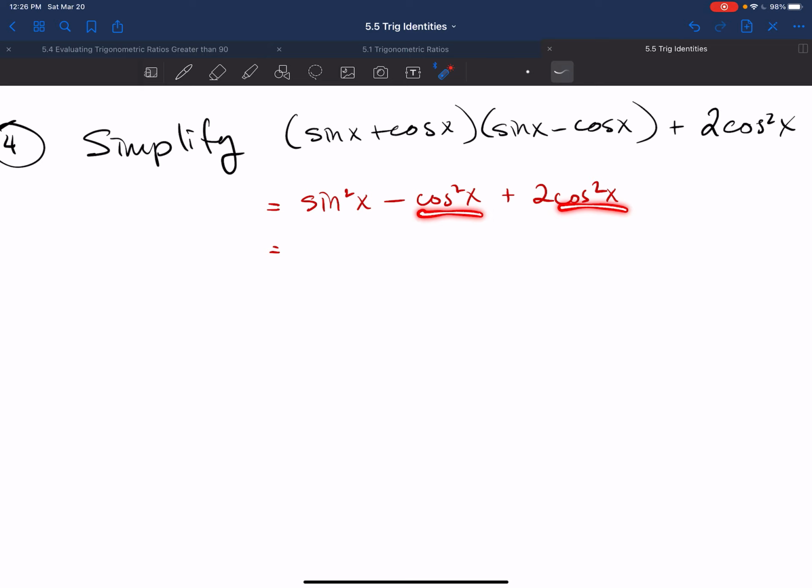So cos squared x and cos squared x, those are like terms. So I can add these up. So negative 1 cos squared x plus 2 cos squared x means 1 cos squared x. But as we saw in our identities, sine squared x plus cos squared x is 1.